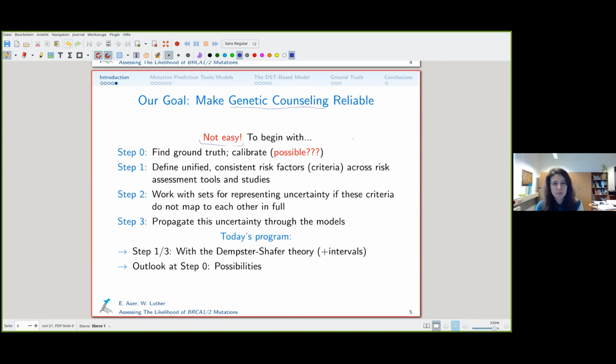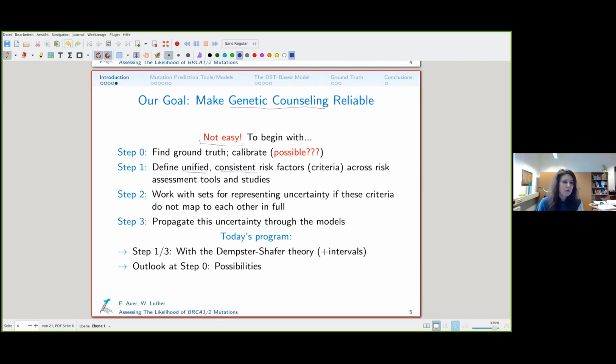But what can we begin with? Well, first, we need to define unified and consistent risk factors or criteria across different risk assessment tools and studies that I will show you in a moment. Then we might need to work with sets for representing epistemic uncertainty if these criteria do not map to each other in full. And then, of course, we will need to propagate this uncertainty through the models.